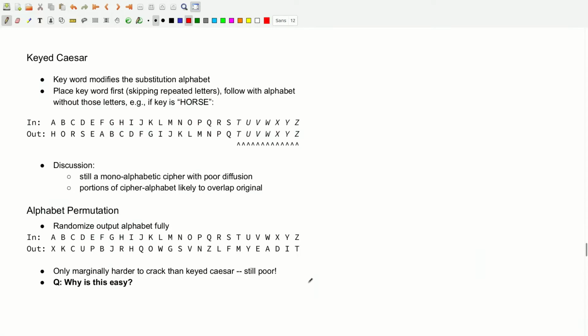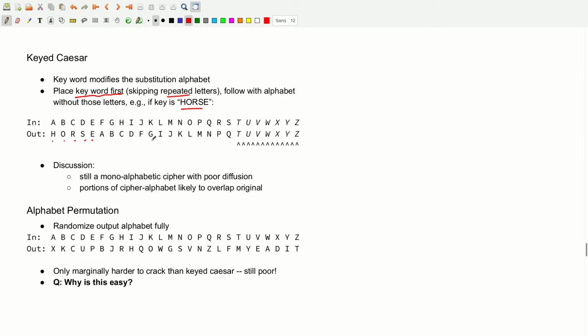Now there's something called the keyed Caesar, and this is a slight variation on the Caesar. There's a keyword instead of a shift value, and that keyword is going to modify the substitution alphabet. So what we do is we place the keyword first, and then we skip repeated letters. Okay, so if the key is horse, I write HORSE at the beginning of my substitution alphabet, and then I do the rest of the letters. A, B, C, D, skip E because we've already used it.